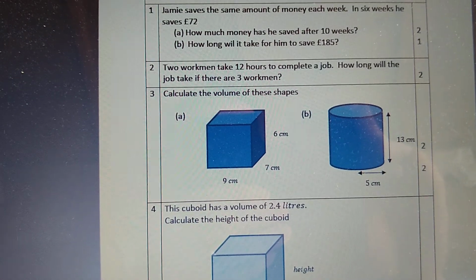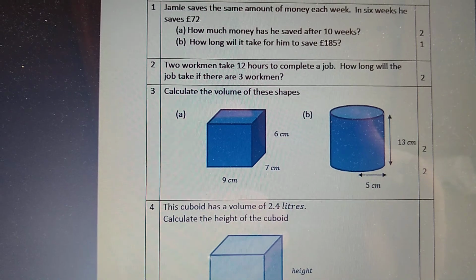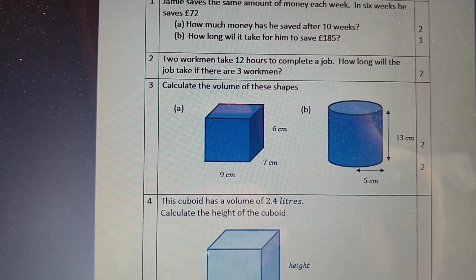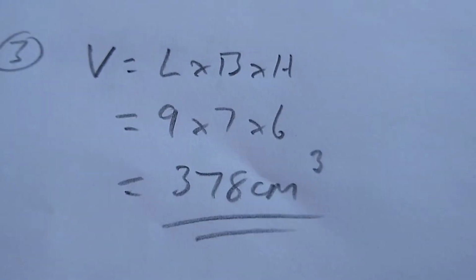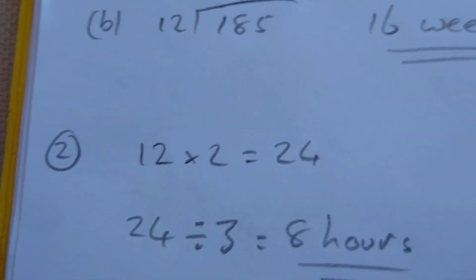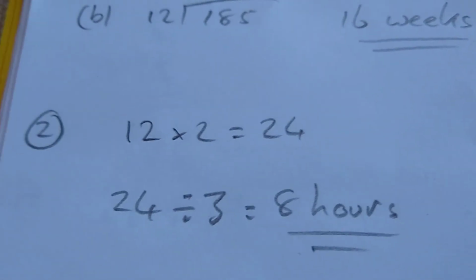Where is it? There it is. 2 workmen take 12 hours to complete a job. How long will the job take if there are 3 workmen? Right, okay, so we've actually got extra people working there, haven't we? There's an extra workman, an extra person helping out.